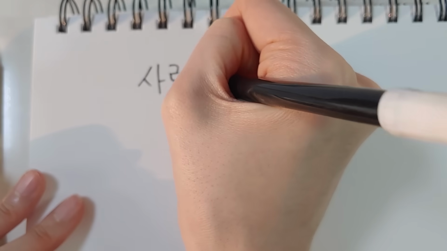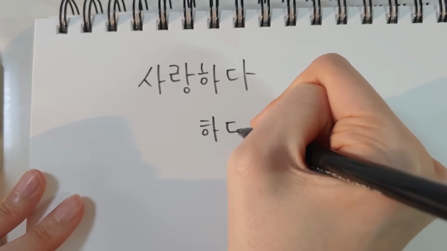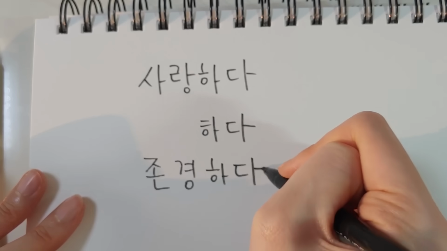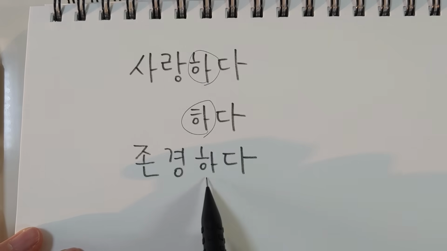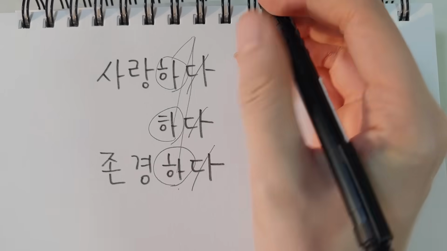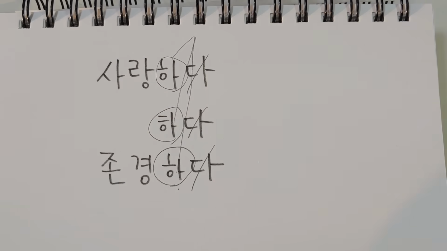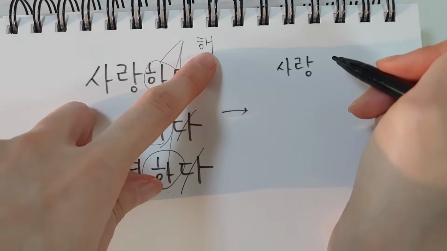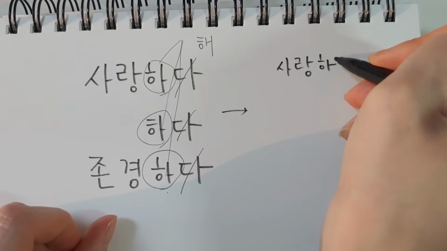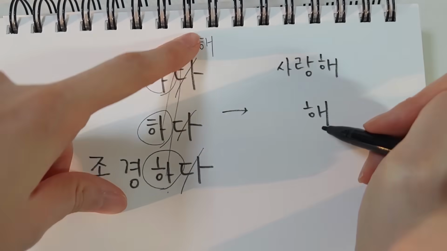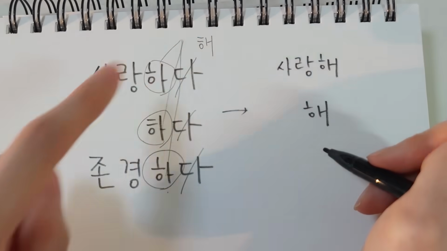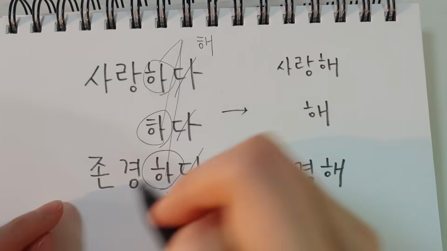So for verbs like 사랑하다 or 하다 or 존경하다, whose stem verb ends with 하, they become conjugated by replacing 하 with 해. So 사랑하다, present tense, becomes 사랑해, 하다, 해, 존경하다, 존경해.